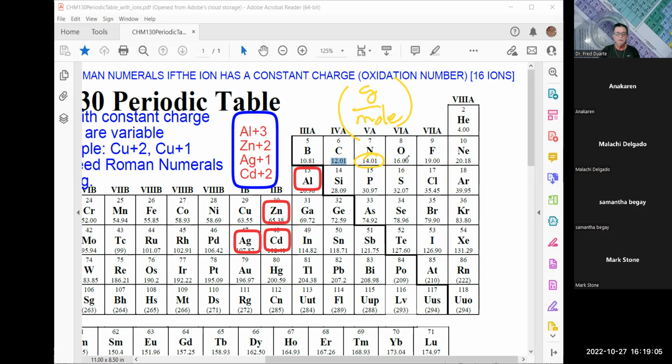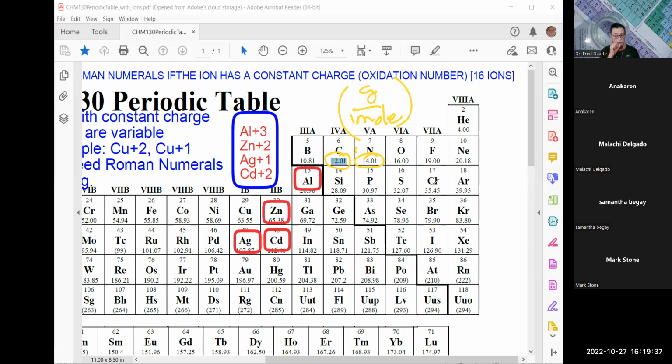What that tells you is this: if you were to weigh out 12.01 grams of carbon, it would be equal to 1 mole of carbon. And if I were to weigh out 14.01 grams of nitrogen, just atoms of nitrogen, that would be 1 mole. Now, here's something also important to remember.